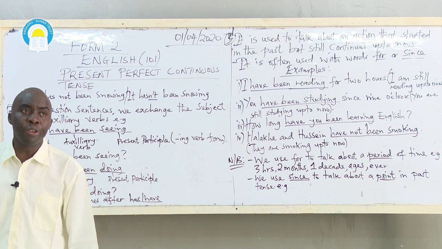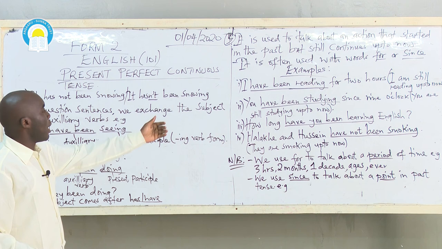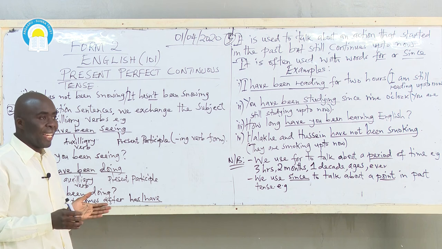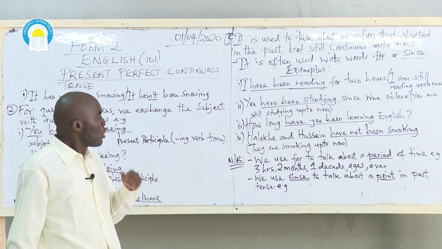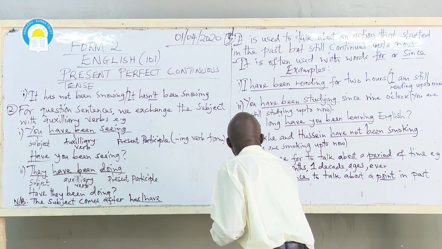And when do you use them? Instead of talking of, I've been learning English for 3 hours, you can talk of, I've been learning English since 9 o'clock. So you realize that the point that you are talking about here is 9 o'clock, something that happened in the past. So you also have to note this.